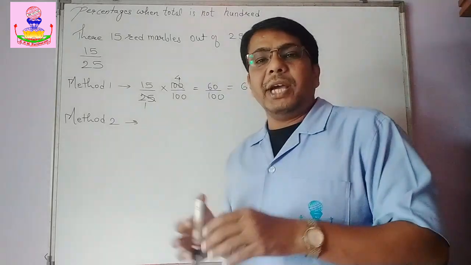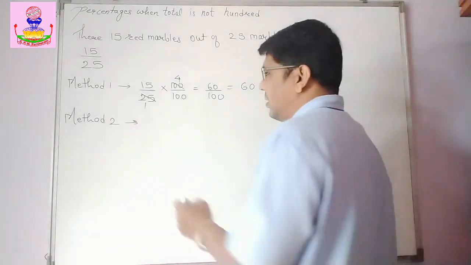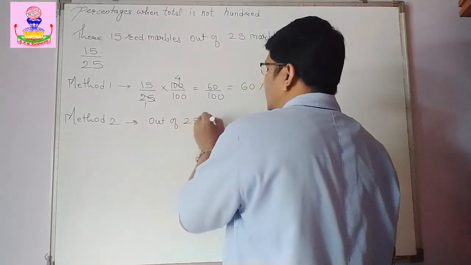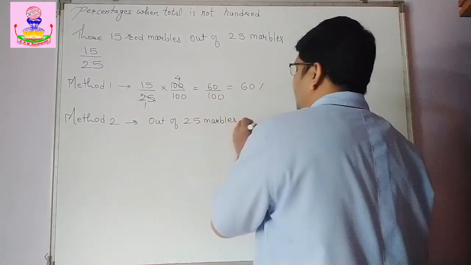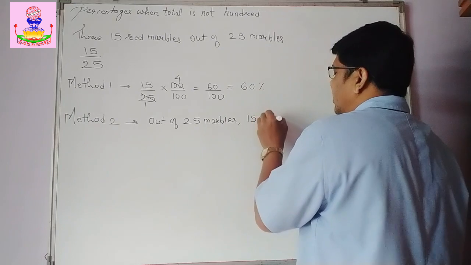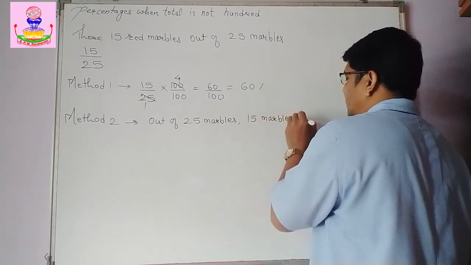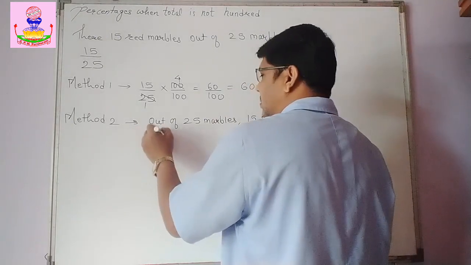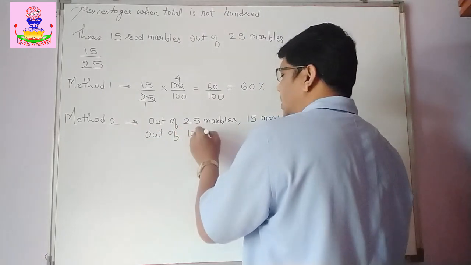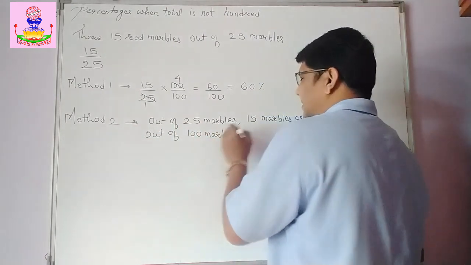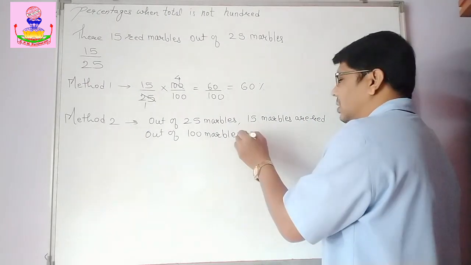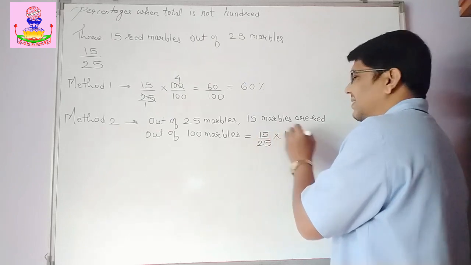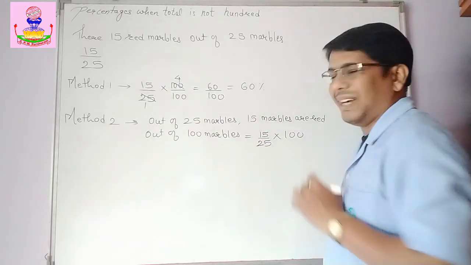That was used by Gayatri Phadke. What she did, she said, out of 25 marbles, 15 marbles are red. Right. So out of 100 marbles, how many are red? So what she does, 15 upon 25 into 100, cross multiply, 15 into 100 divided by 25.